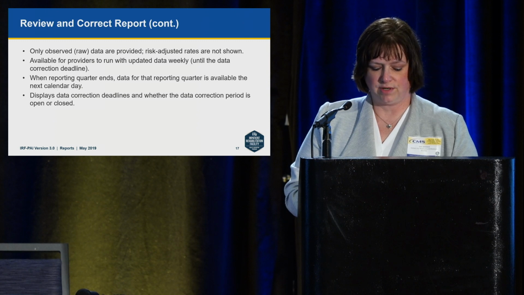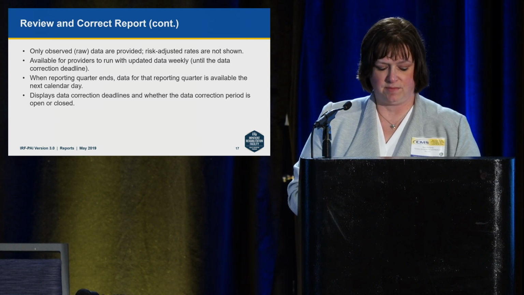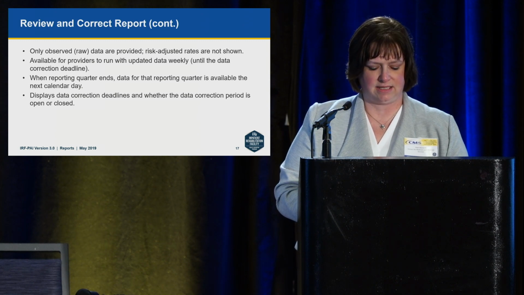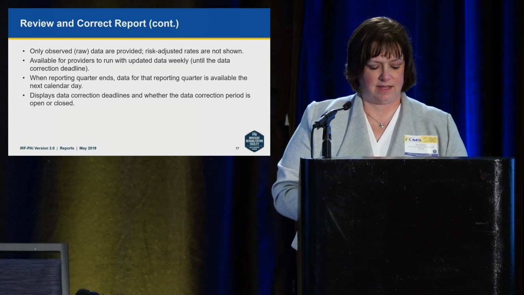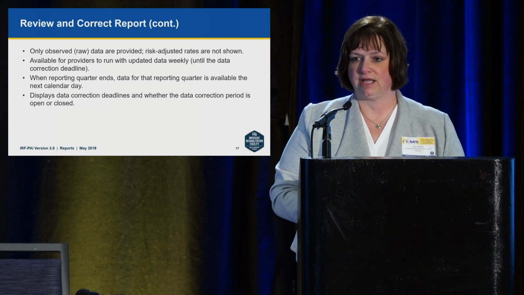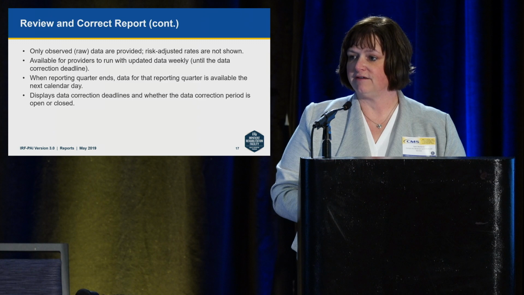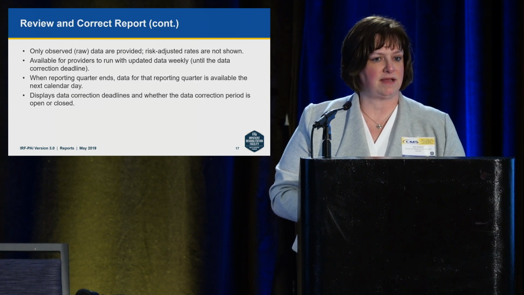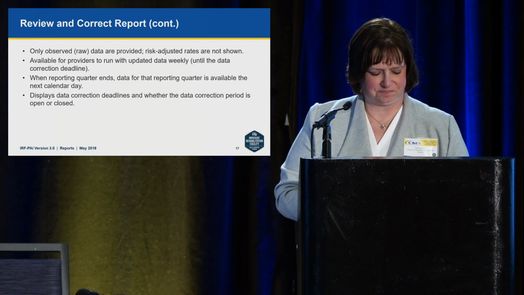When the reporting quarter ends, data for that reporting quarter become available on the review and correct report the next calendar day. So for example, the reporting quarter for quarter 2 2019 will end on June 30th, and effective July 1st, the next calendar day, data for that reporting quarter will be available on your review and correct report.